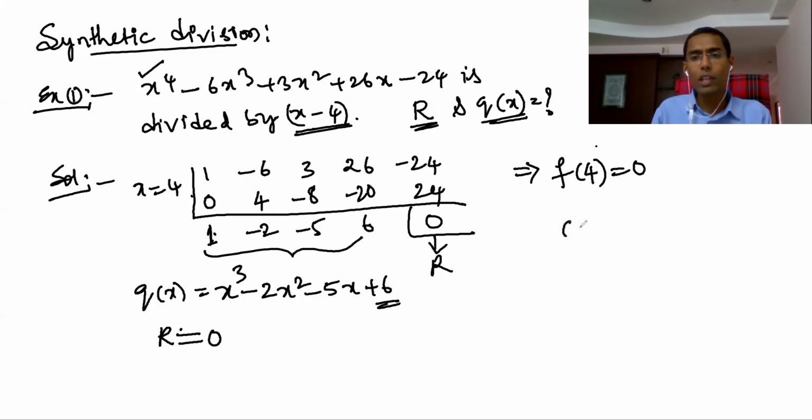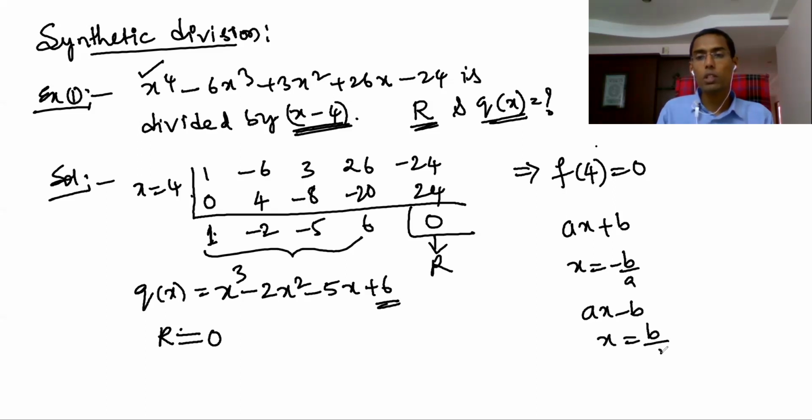Sometimes you may have to divide with ax plus b. Then you should take x equal to minus b by a. Here we took x equal to 4. Sometimes ax minus b will be there, then x equal to b by a is what you take. Finally, after getting the quotient, you have to divide by a. The remainder is not going to change, because when divided by ax minus b, the remainder is f of b by a, you get the same, no problem.